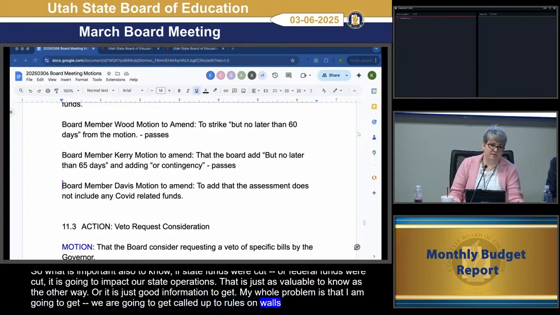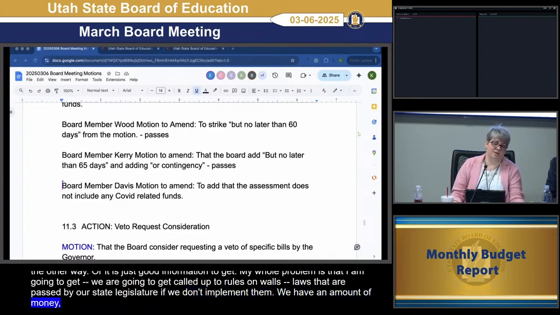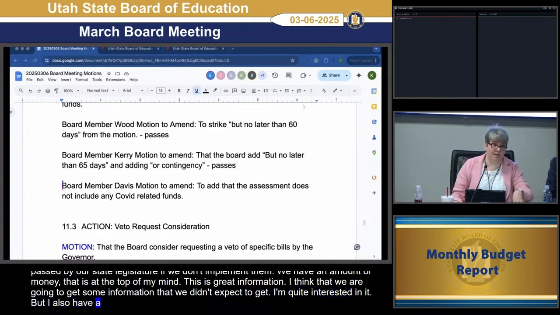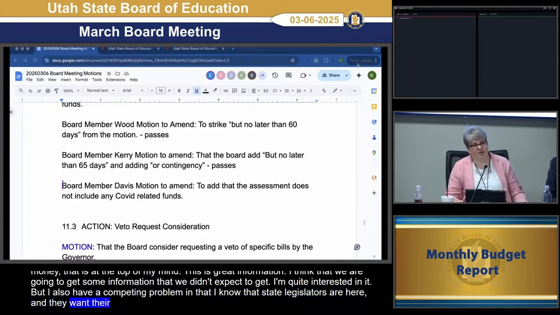We have a finite amount of money, and that's at the top of my mind. This is great information. I think that we're going to get some information that we didn't expect to get, and I'm quite interested in it. But I also have a competing problem in that I know that state legislators are here and they want their bills implemented. So I think it is going to be interesting information.